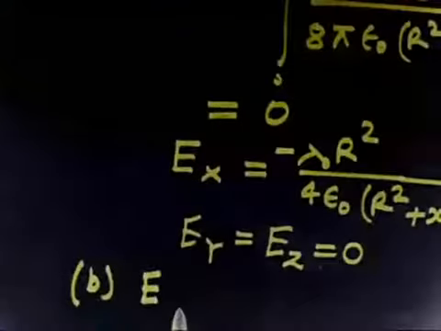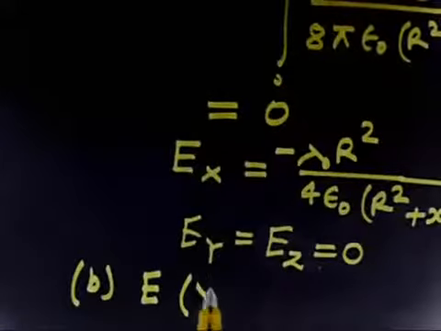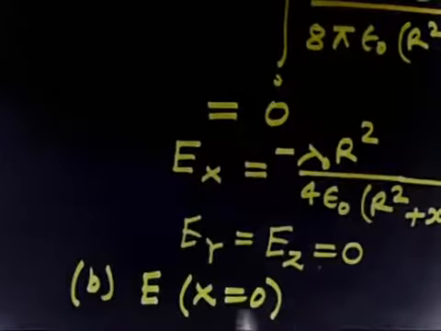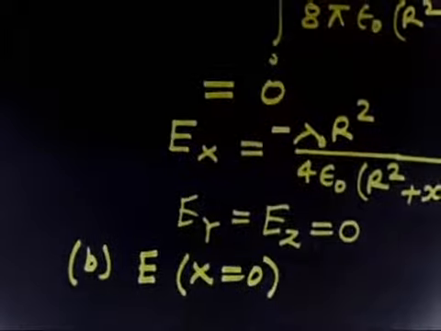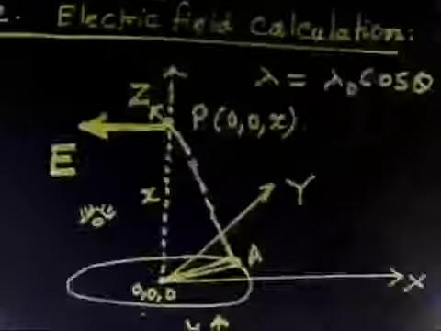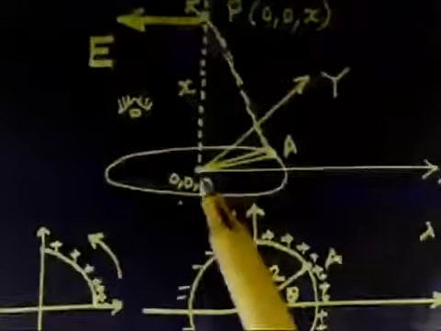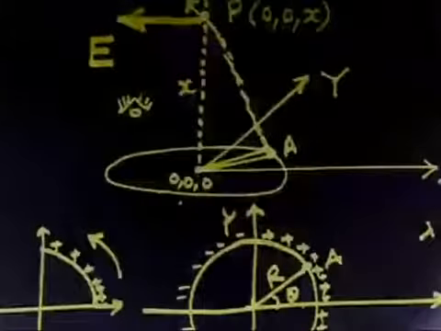Now the B part of the question, that is easy. It asks what is the electric field at x equals 0. So that is the center of the ring. So this part asks what is the electric field you will have at 0, 0, 0. So in this case, you put simply x equals 0, you will get the electric field.